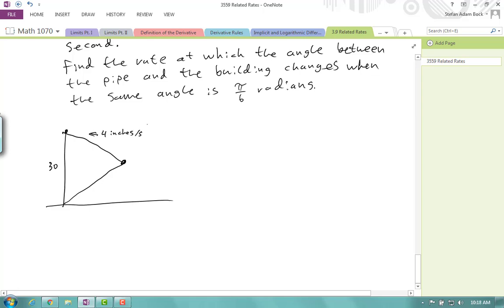Now I have the same problem I did last time. I have feet over here for the lengths, but I have inches for my rate of change. So I'm going to change this actually. Instead of having a 4, let's call this 1/3 of a foot per second. And I want information about the angle between the pipe and the building. That's this guy right here.